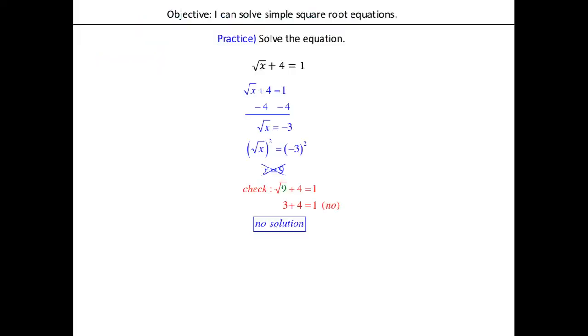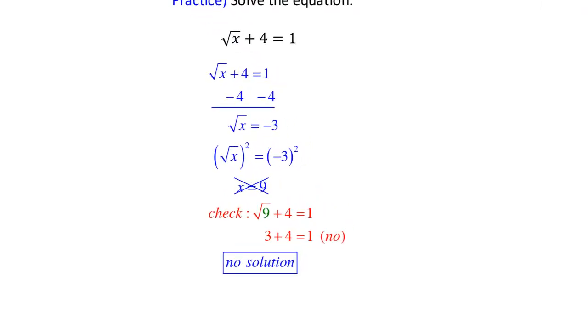So here's the solution. You guys were supposed to subtract 4. That gives you a negative 3. So then when you square both sides, the negative 3, remember this means negative 3 times negative 3. So that's going to become a positive 9. And if we plug in 9, square root of 9 is 3. 3 plus 4 gives us 7. 7 does not equal 1. That means x equals 9 is extraneous, which means then we have no solution. Okay.